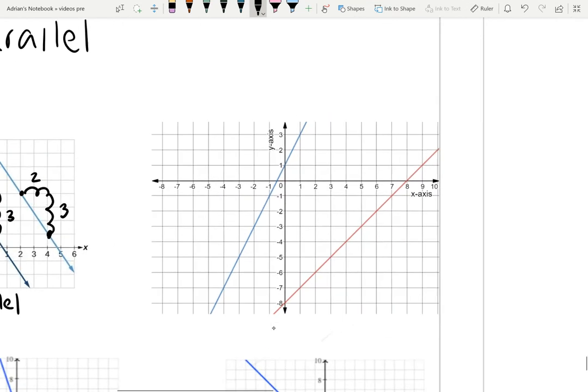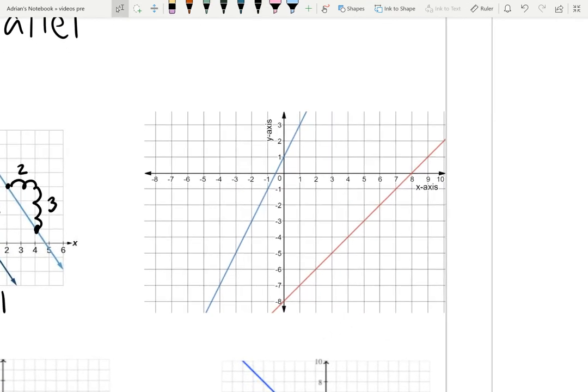Okay. This one's kind of hard to tell. So I see a point here and here. So that would give me 2 over 1. Over here, it looks like it's just each time, which would give me 1 over 1. So this is neither.